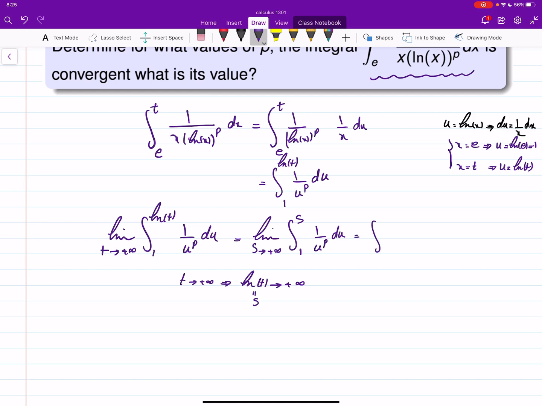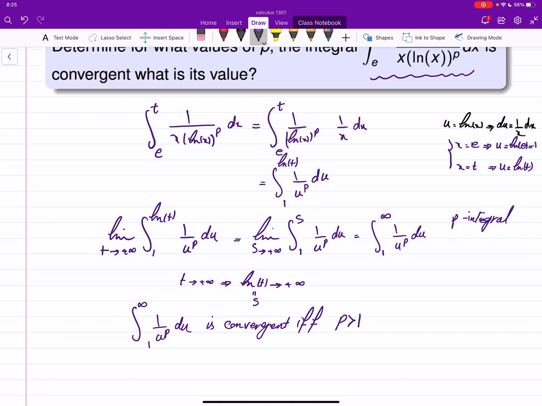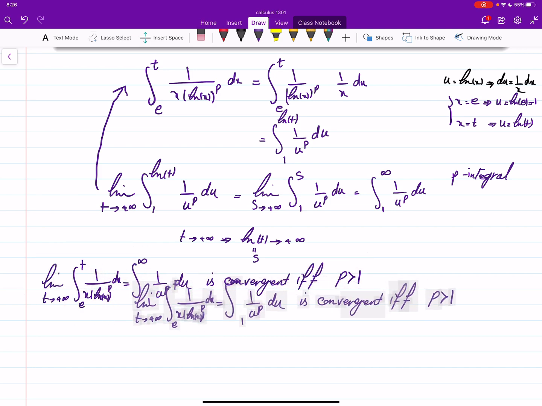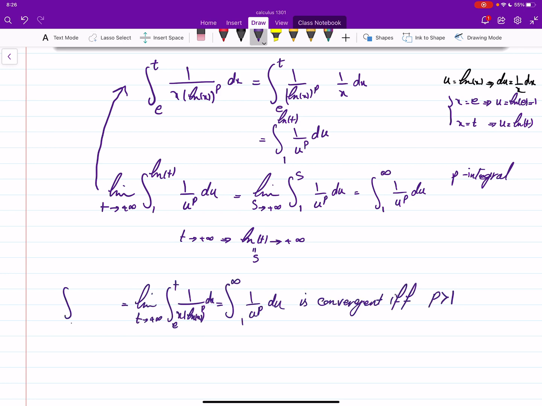And while this is the definition of the integral from 1 to infinity of 1 over u to the p du, this is a p integral, yes? And we know that it is convergent if and only if p is bigger than 1. But what we found here is basically the limit of this as t goes to infinity. But this means the limit as t goes to plus infinity of the integral from e to t of 1 over x times ln x to the power p dx. Yes? And isn't that what we were trying to find? So now this is exactly the integral from e to infinity of 1 over x times ln x to the p dx.